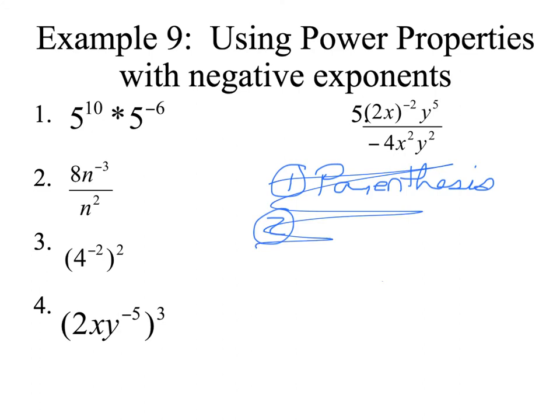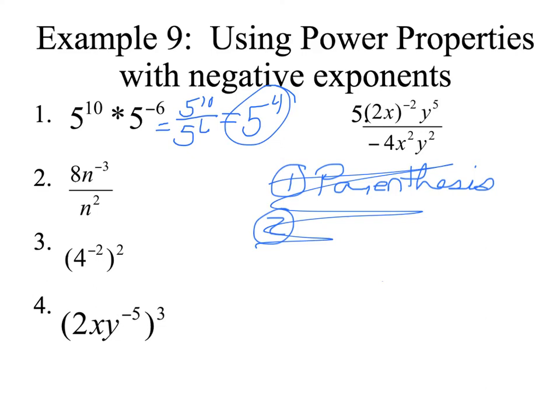5 to the 10th times 5 to the negative 6. No parentheses, but I do have negative exponents. So this is going to become 5 to the 10th over 5 to the 6th. The negative exponent goes down into the denominator. This is now division, so I'm going to subtract and get 5 to the 4th power as my final answer.